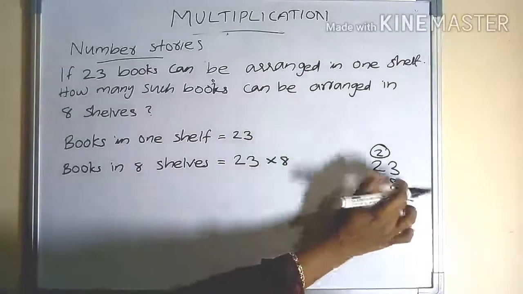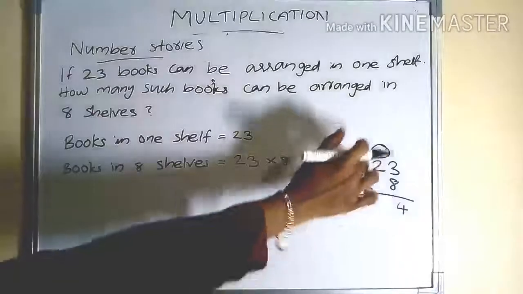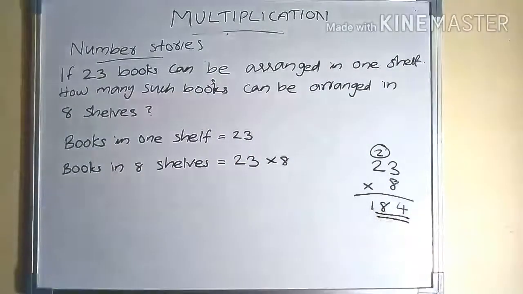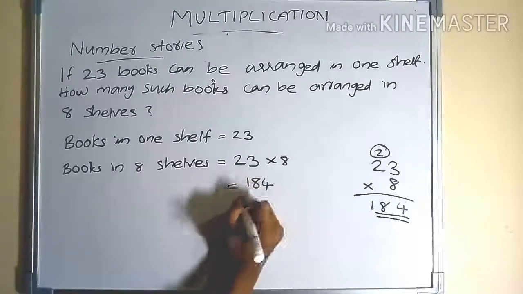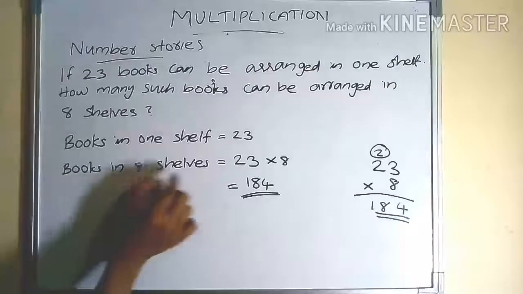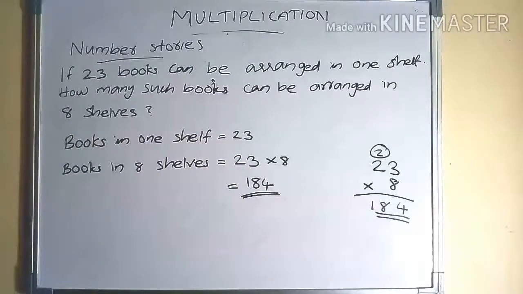Next we multiply 8 into 2. What is the answer? 8 into 2? 16. 16 plus 2? 18. So what is the answer? 184. So we can say that 184 books can be arranged in 8 shelves. Books in one shelf is equal to 23. So books in 8 shelves is equal to 23 into 8 is equal to 184.